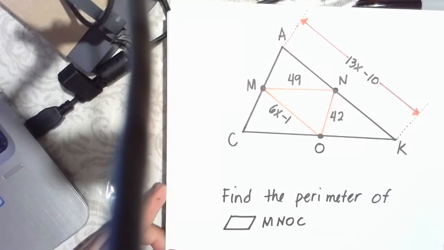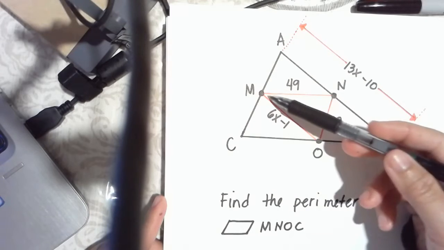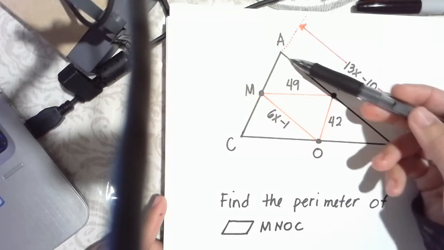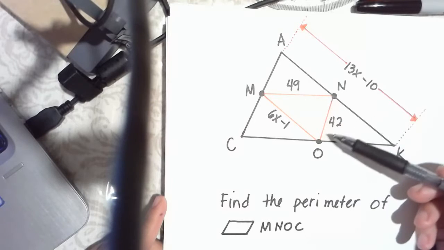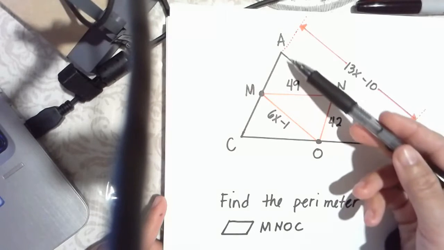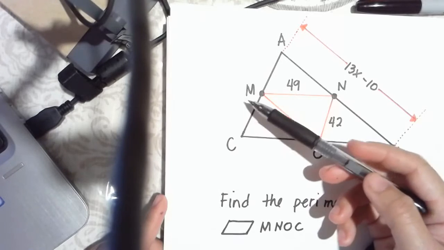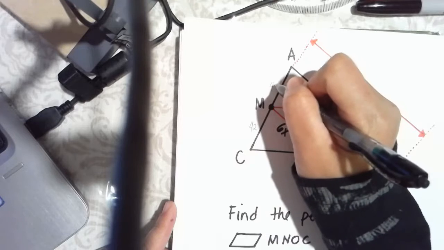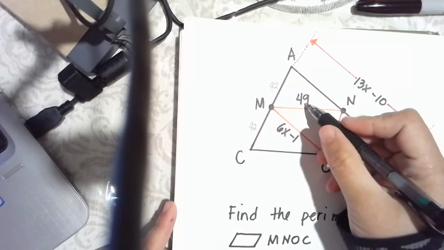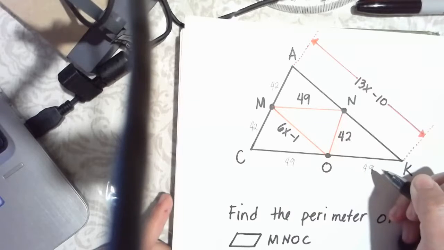For number 1, this is an example of a mid-segment, where the mid-segment is 1/2 of the measure of the third side. So if this mid-segment is 42, it means that the side parallel to it will be double. So this is 42 and this is 42, 49. So this will be 49 and this is 49.